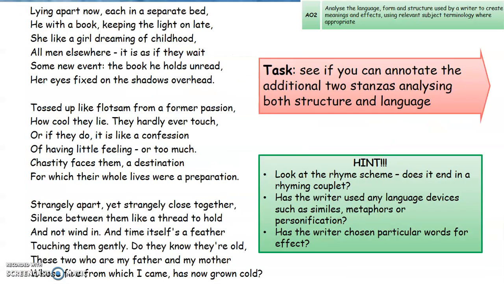What I'd like you to do now is to see if you can annotate the additional two stanzas, analysing both structure and language. And I'm giving you a hint here. Look at the rhyme scheme. Does it end in a rhyming couplet? Has the writer used any language devices such as similes, metaphors, or personification? And has the writer chosen particular words for effect?